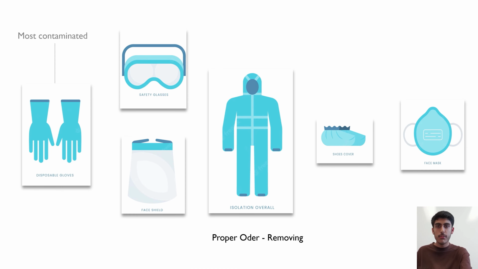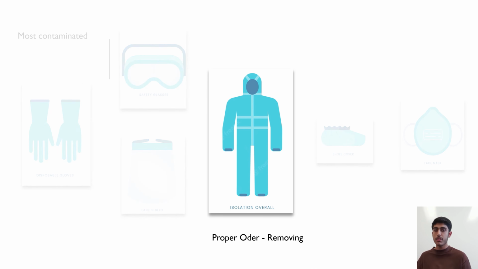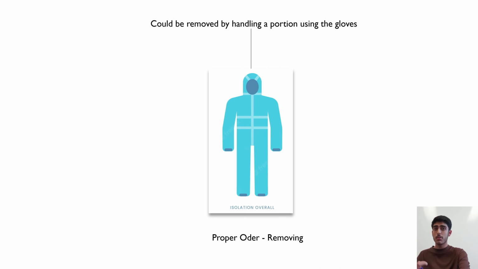It's simple. First, remove your gloves. And next up, with the help of gloves, you can also remove your apron, which could be removed by handling a portion of it while removing the gloves, and next the safety glasses as well as the face mask.